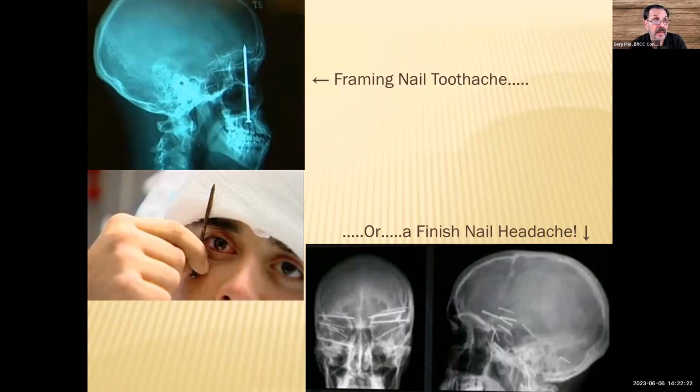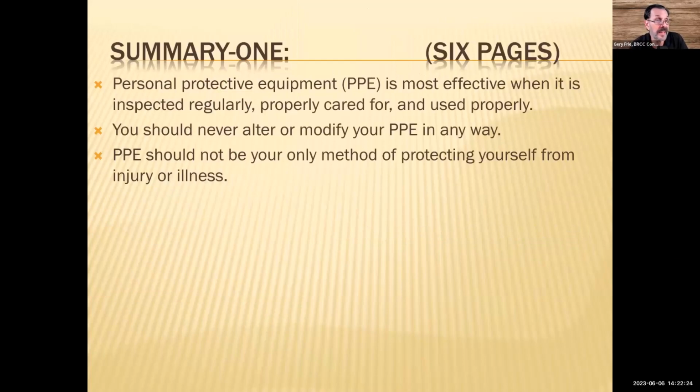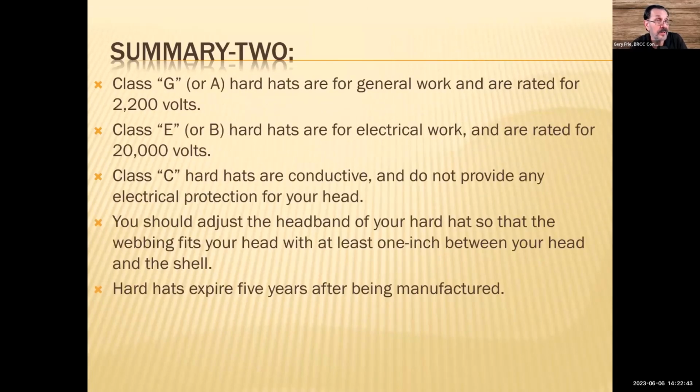But anyways, here I have a summary at the end, and I do that in a lot of these presentations. At the beginning, I have a list of the OSHA standards that are applicable, and at the end, I've got a bit of a summary. So personal protective equipment is most effective when it is inspected regularly, properly cared for, and used properly. These are all things that I mentioned in here.